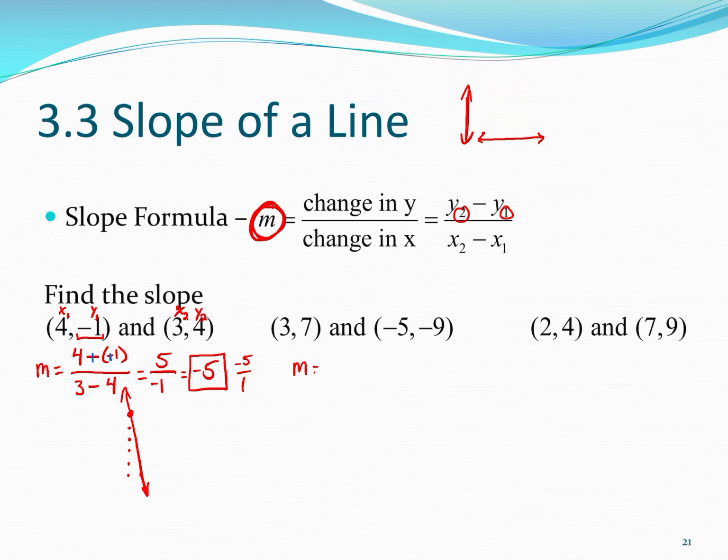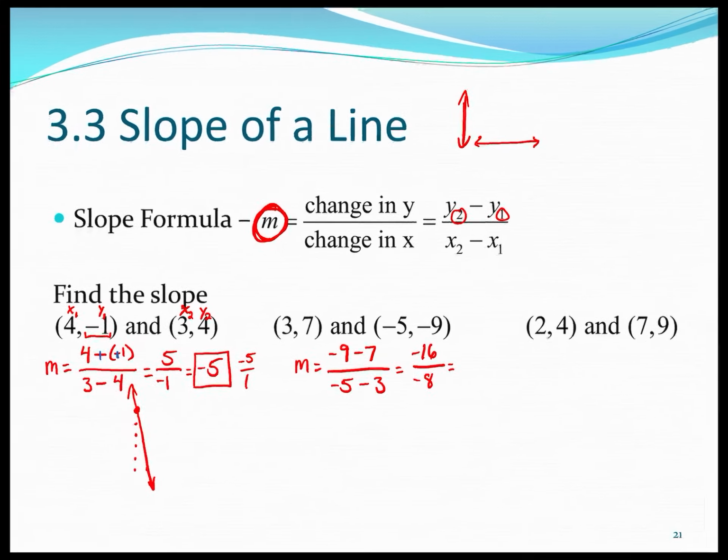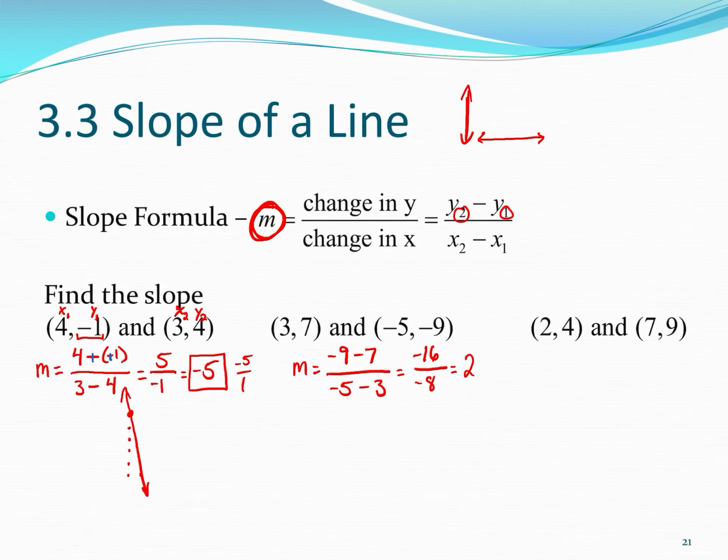Again, we're going to find the slope. So our slope formula says we're going to take y sub 2, which is -9, minus y sub 1, which is 7, and divide that by x sub 2, which is -5, minus 3, because that's our x sub 1. As you simplify that, -9 minus 7 is -16, and -5 minus 3 is -8. And then -16 divided by -8 is a +2.